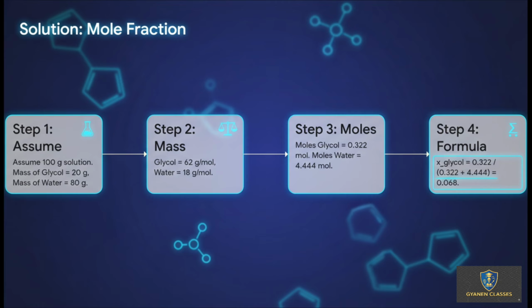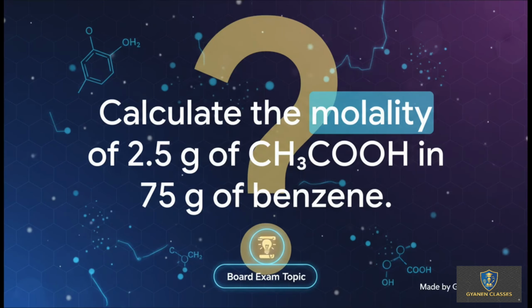Now, for step 3, we find the number of moles. Remember the formula? Mass divided by molar mass. So for glycol, that's 20 divided by 62, which is 0.322 moles. And for water, it's 80 divided by 18, which is 4.444 moles. And finally, step 4, we just plug these values into our mole fraction formula. So we get 0.322 divided by the total moles, which gives us our final answer, 0.068. See? Simple and systematic. Fantastic.